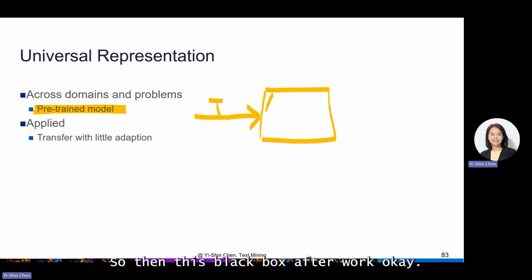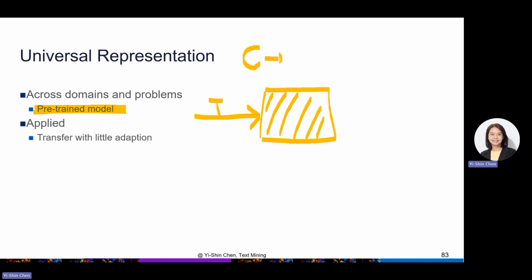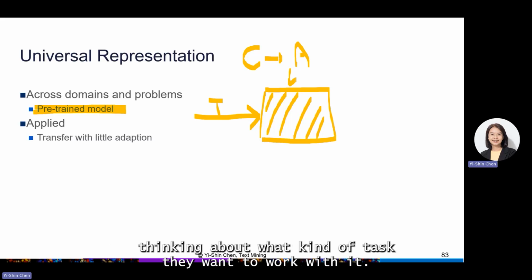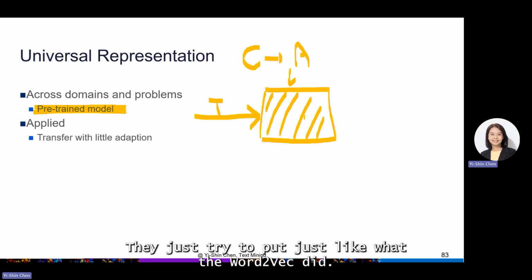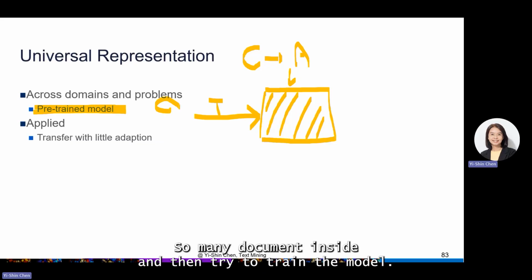Okay, so then this black box afterward, we can have all the parameter values fixed and then provide it to other people. So you can imagine company A. Let me try to draw company A, working on that model. And when company A is working on the model, they did not actually think about what kind of task they want to work with it. They just try to put in, just like what Word2Vec did, so many documents inside, and try to train that model.